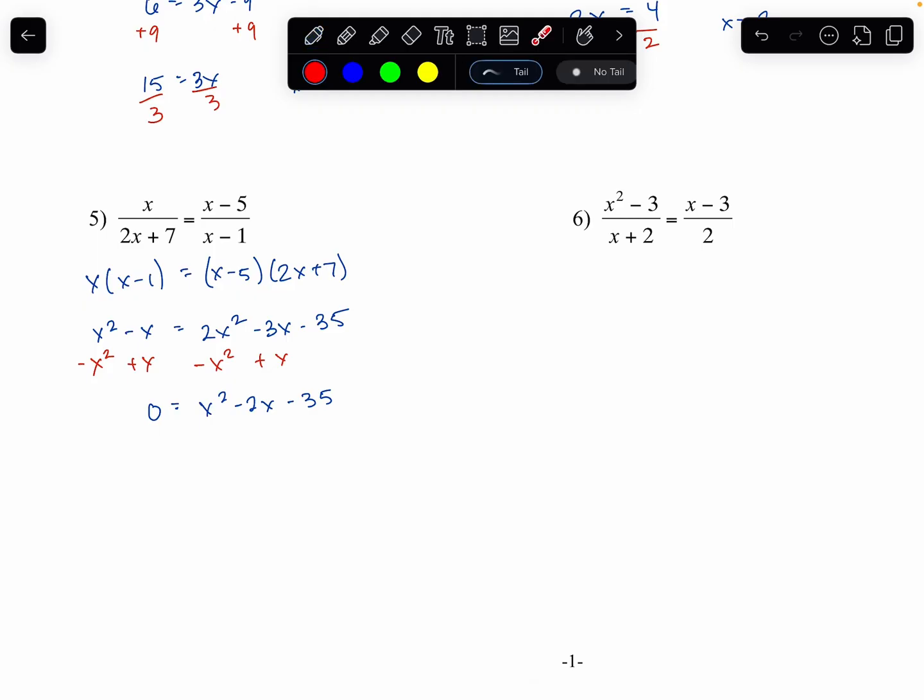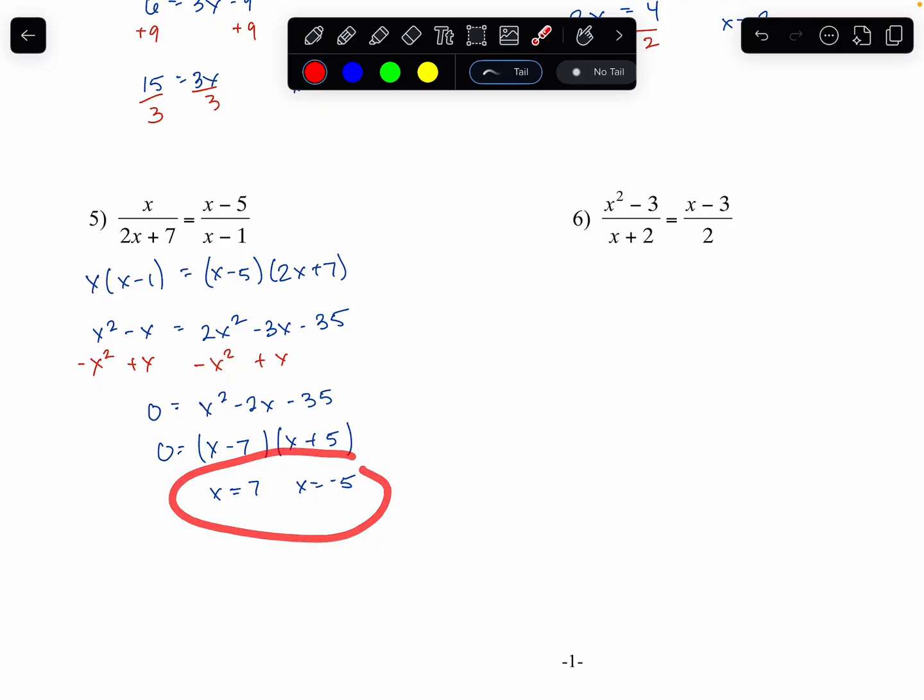Now it's quadratic, so we're going to solve by trying to find two numbers that multiply to be negative 35 and add to be negative 2. We're going to start with x and x. I think just 7 and 5 should work. So if I do minus 7 and add 5, I think that should do it. And now with the zero product property, I can say that x equals 7 and x equals negative 5.